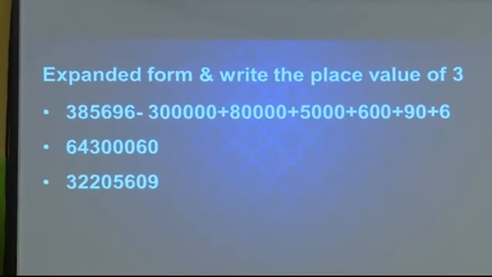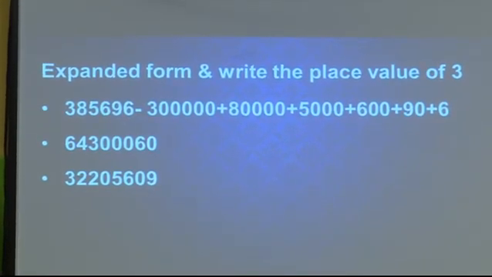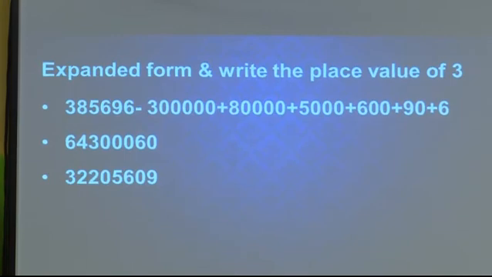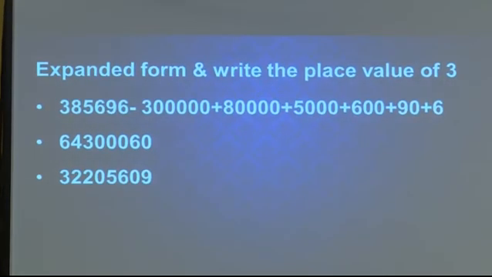Now expanded forms, and write the place value of 3. Here the number is already given which has the digit 3. So, we have to write the place value of 3. What is the expanded form? In the 4th standard, even in the 3rd standard, you studied expanded form with small numbers. Here we are studying expanded form with 6-digit and 7-digit numbers. Now, I will explain the first one, because I have not inserted the commas. So, you can read by putting the commas.